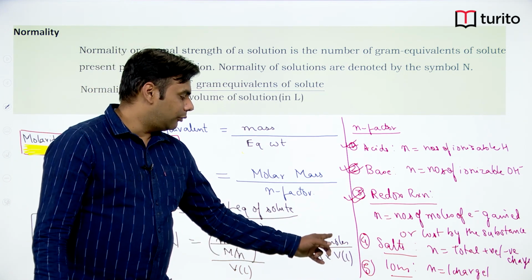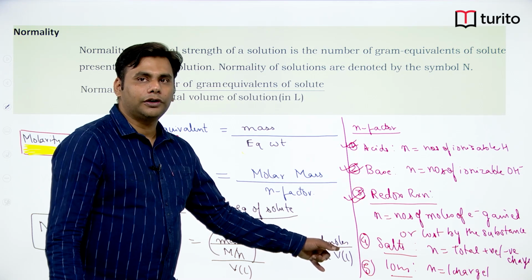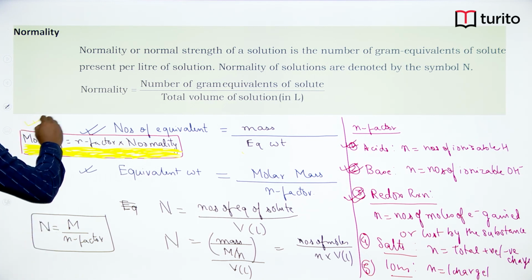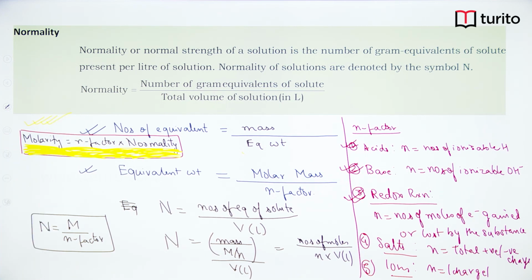So number of moles of solute upon volume of solution in liter is also molarity. Okay, so this is normality equals molarity upon n factor. So I can say that the molarity is equal to normality into n factor. Okay, so I hope this is clear to you. So just write it down.